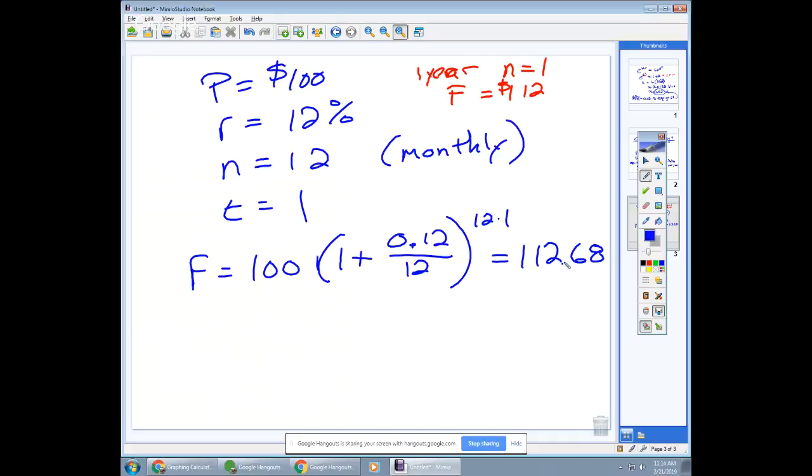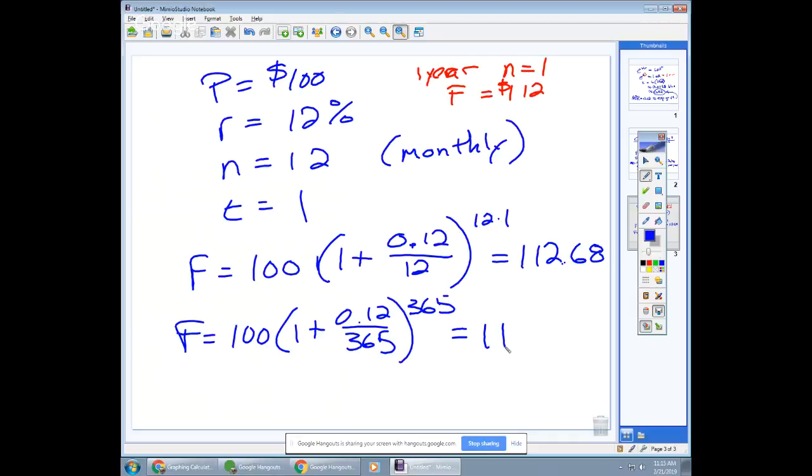Okay, so that would be 100 times 1 plus 12% over 365, to the power of 365, which gives me about $112.75, or 74 cents because they round down. So I did only 6 cents better. So what if I collected interest every second of the day for a year? All right, let's see what that would look like.